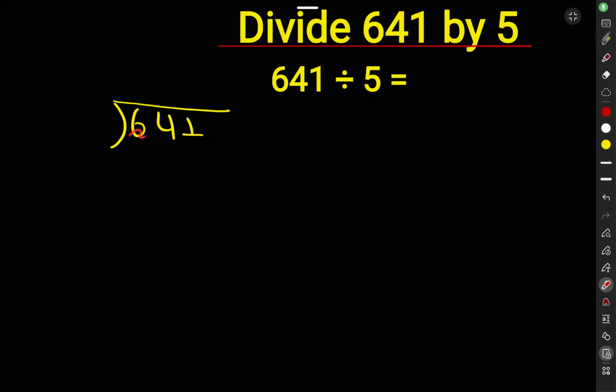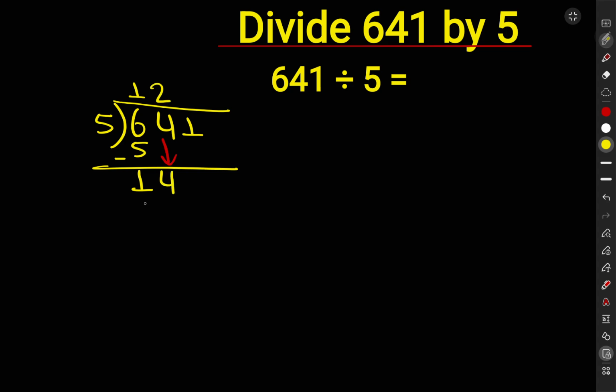Here we divide 641 by 5 in a long division method. 5 times 1 is 5. On subtracting we get 1. So now we put down this 4 and it is 14.